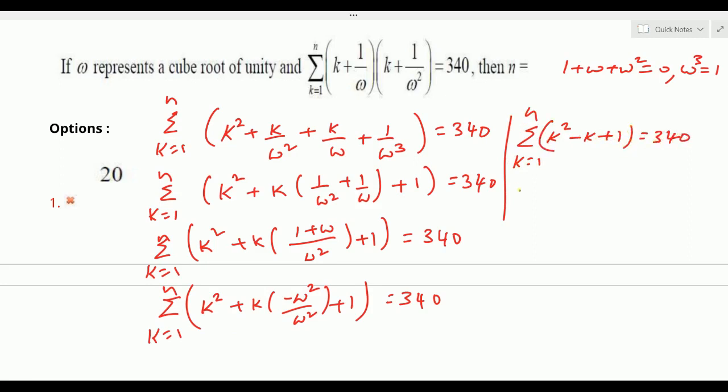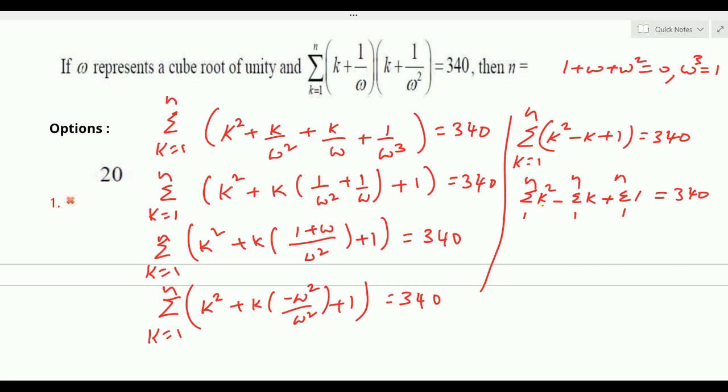Okay now, so we can expand: sigma k square first term minus sigma k second term plus sigma 1 third term is equals to 340. Sigma k varies from 1 to n అన్నిట్లో కూడా. So what is the meaning of 1 to n? Sum of the first term is sum of the squares of n natural numbers, second term sum of the first n natural numbers, third term sum of the n ones.